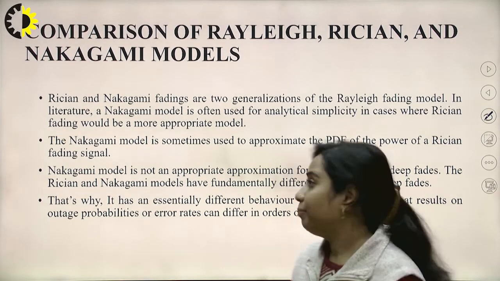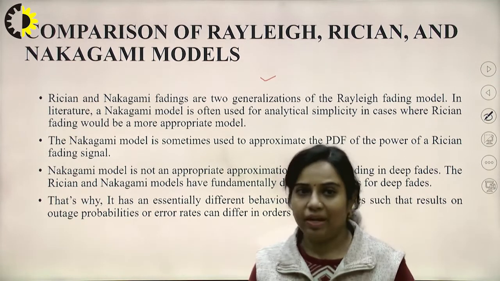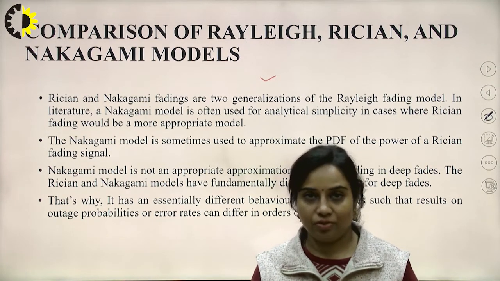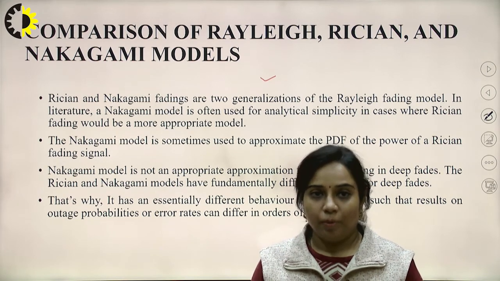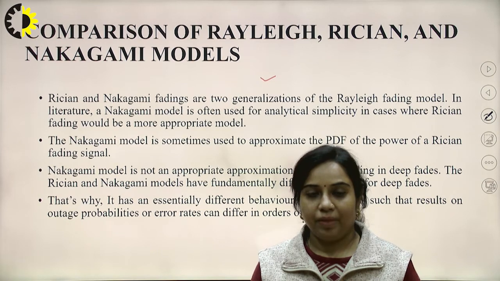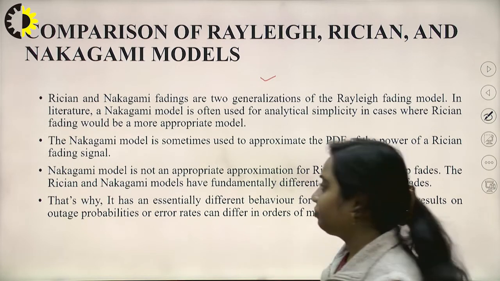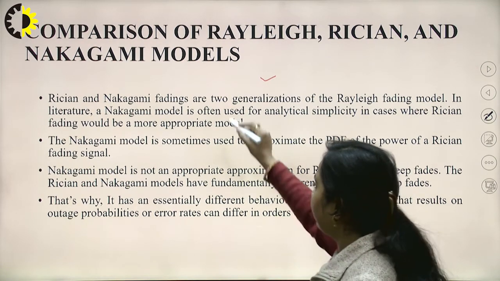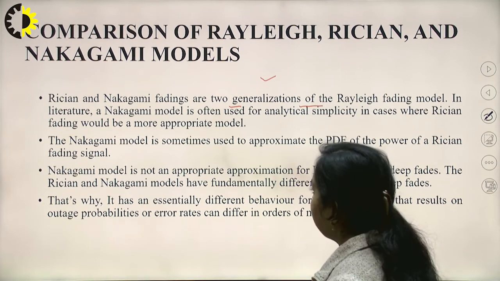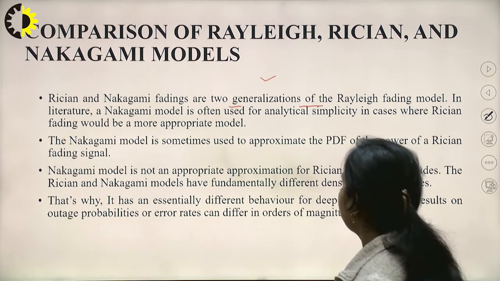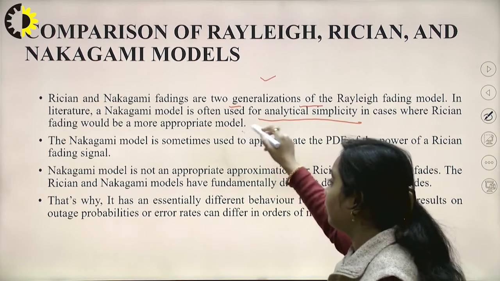Now, next one is the comparison of the Rayleigh and Nakagami models, because previously we have discussed the Rayleigh distribution PDF, the specific probability density function of these characteristics. These models are used for designing the wireless channel model. Rician and Nakagami fading are the two generalizations of the Rayleigh fading model. In literature, a Nakagami model is often used for analytical simplicity in cases where Rician fading would be more appropriate.